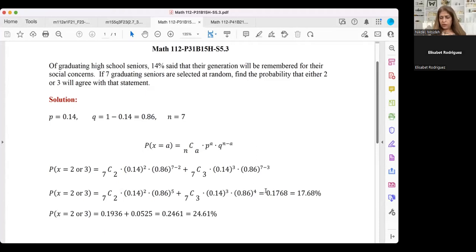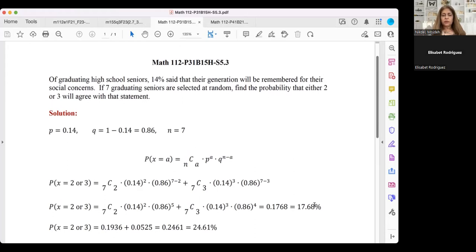Please ignore what you see here, I don't know what that is. Ignore 0.1768. Then I found the combination of 7 choose 3. The second one, I end up with 0.0525. I add them up. I get 0.2461, 24.61%. Any question about this problem? Okay, let me stop sharing.